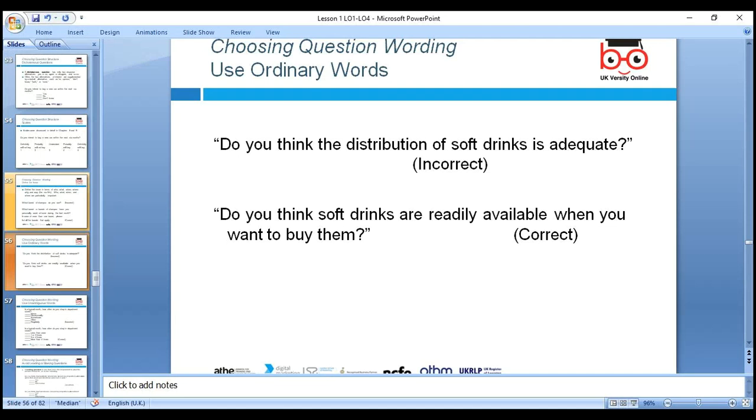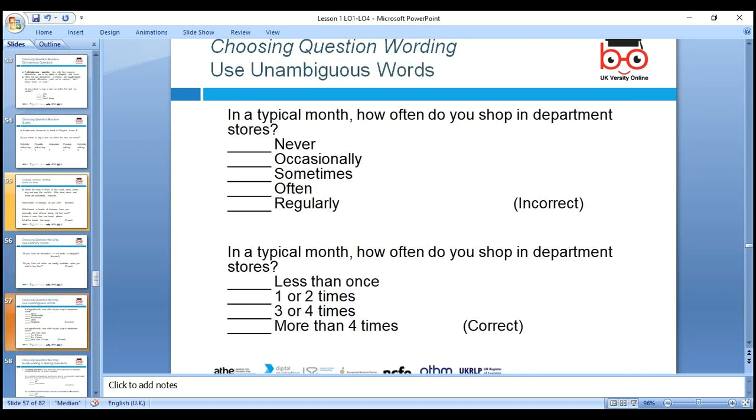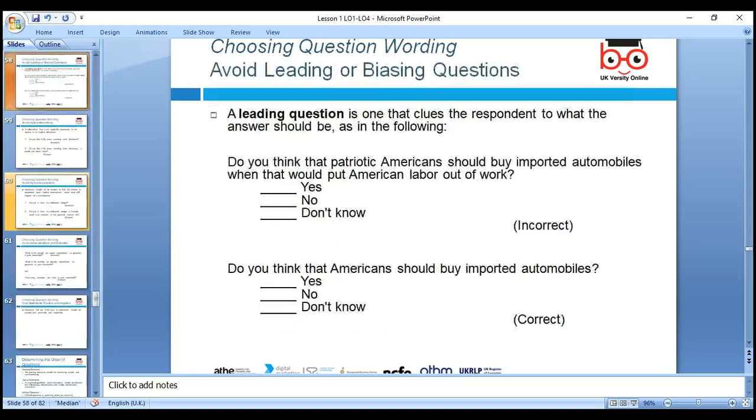Open question, closed question. Do you think distribution of soft drinks is adequate? Do you think the soft drinks are readily available when you want to buy them? So no, yes and no, maybe you can list them. Okay, so in a typical month, how often do you shop in a departmental store? Never, occasionally, sometimes, often, regularly. Or maybe, a good way you can design this question: less than once, one to two times, three to four times in a week, or more than that.